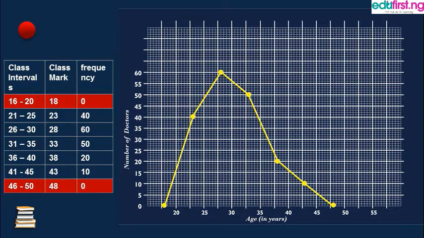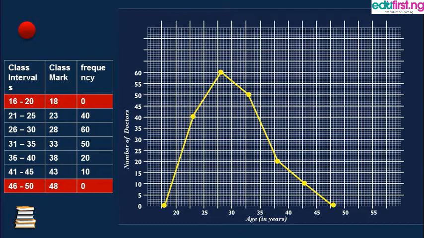Now, once we have these points, what we simply do using a ruler and a pencil is join the points from the first to the second, to the third, to the fourth, to the fifth, to the sixth, and the seventh point. Once you've gotten that, the frequency polygon is ready.